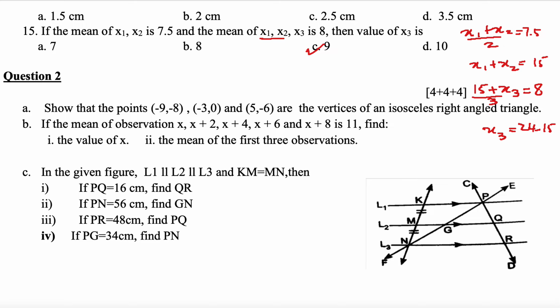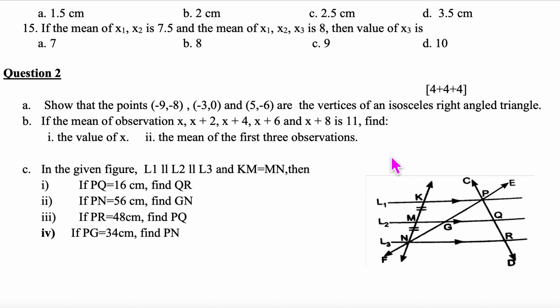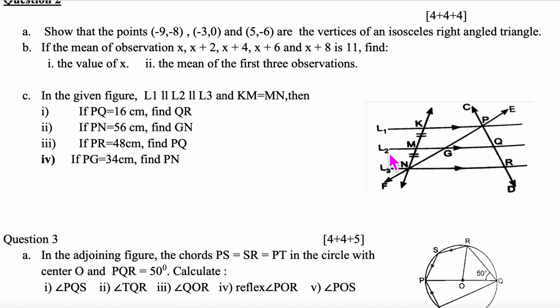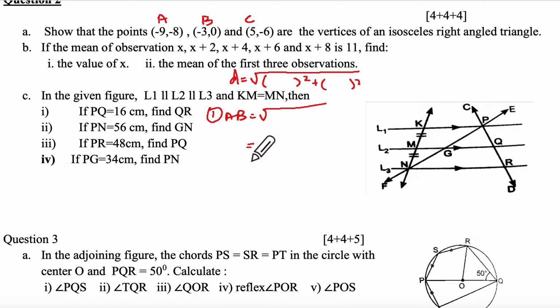Okay, so this is relatively easy paper compared to what we did yesterday. They are telling you show the points A, B and C are vertices of an isosceles right angle triangle. This is for 4 marks. So statement number 1, you'll use distance formula. Write the formula in the beginning, okay? And then what you'll say, AB will be equal to under root whatever, okay, understanding.